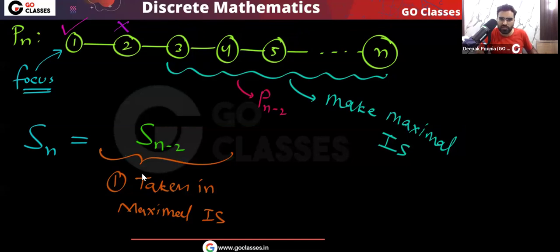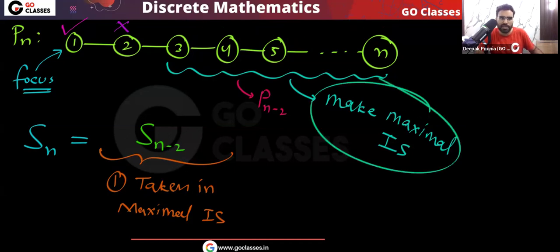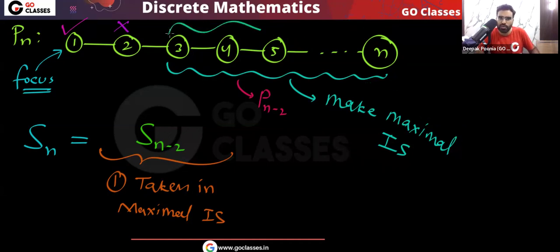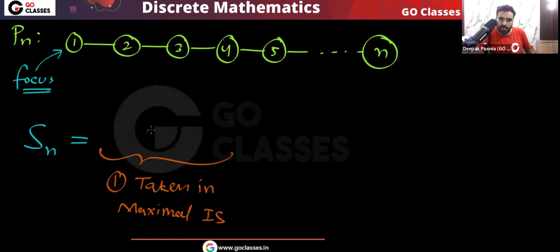So this is the situation where this vertex 1 is taken in the maximal independent set. So you cannot take 2. Now in the remaining graph, that is Pn minus 2, you need to make a maximal independent set. So here you need to find the total number of maximal independent sets. That will be Sn minus 2. Now what is the other case? So you can see when this one is taken in the maximal independent set, then you got Sn minus 2.